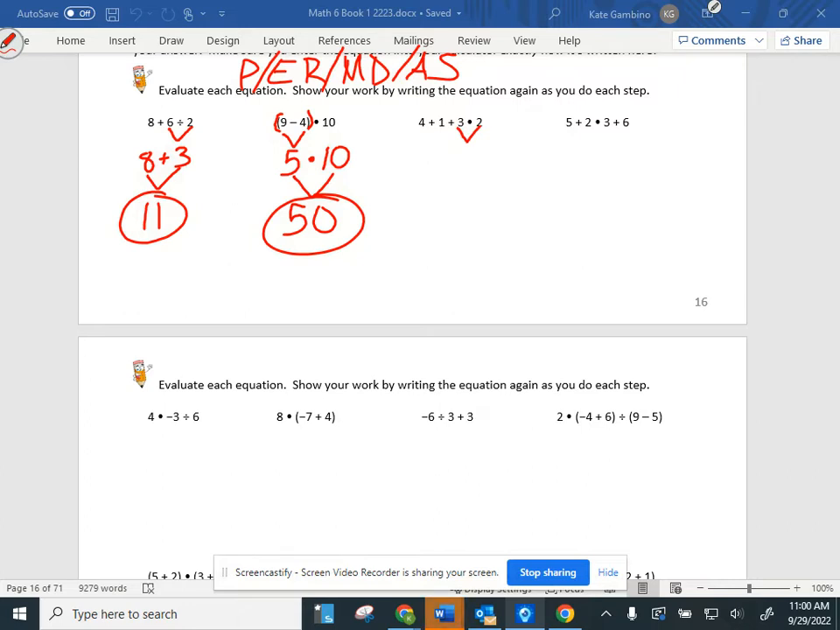Multiplication comes before adding. What is 3 times 2? 6. There is no more multiplying or dividing, so I'm going to bring the rest of my equation straight down. I'm not changing the order of anything. I'm bringing it straight down.